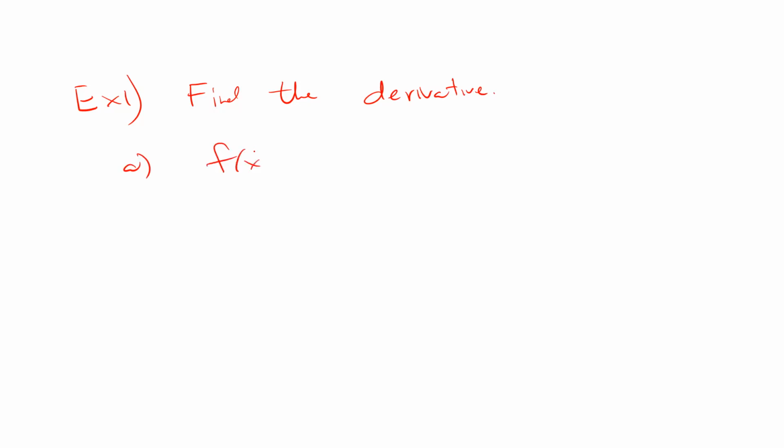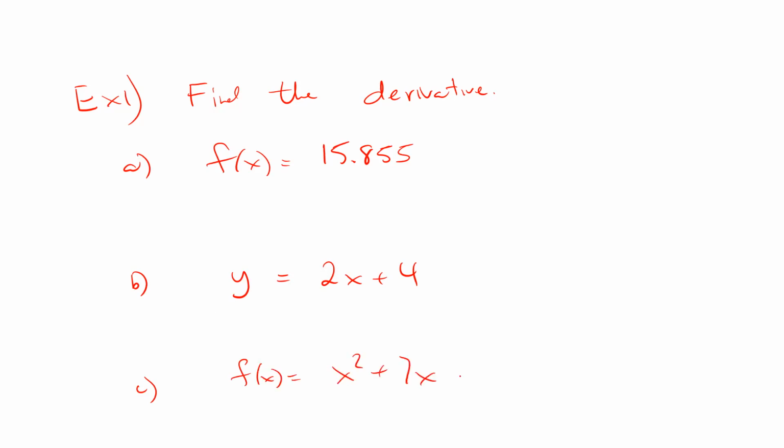I'm going to put f of x is equal to 15.5. Right, I'm going to put this one as y is equal to 2x plus 4. And b, I'm giving functions in kind of a different variety of terms here. That's all, just so we have that. And this one, I'll call f of x is equal to x squared plus 7x minus 14. All right, take the derivative of those if you can real quick. It should be super easy.